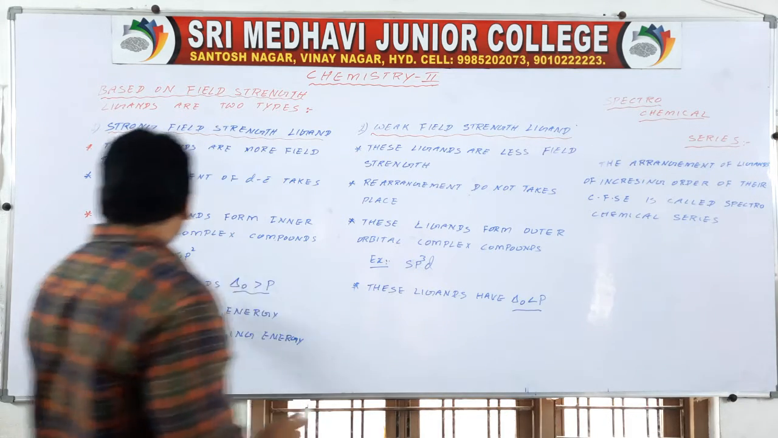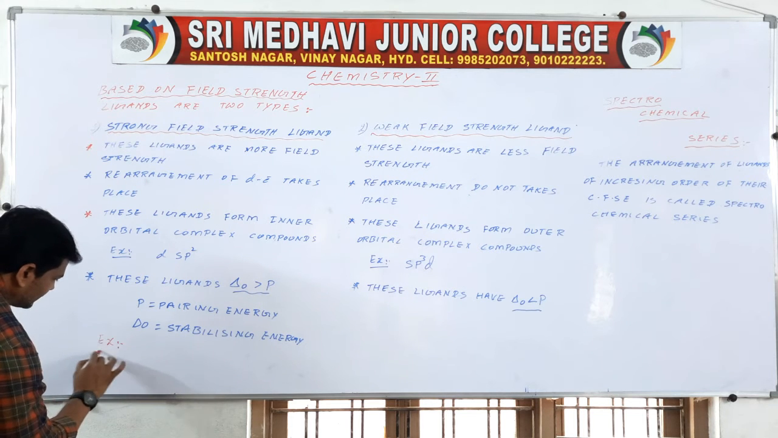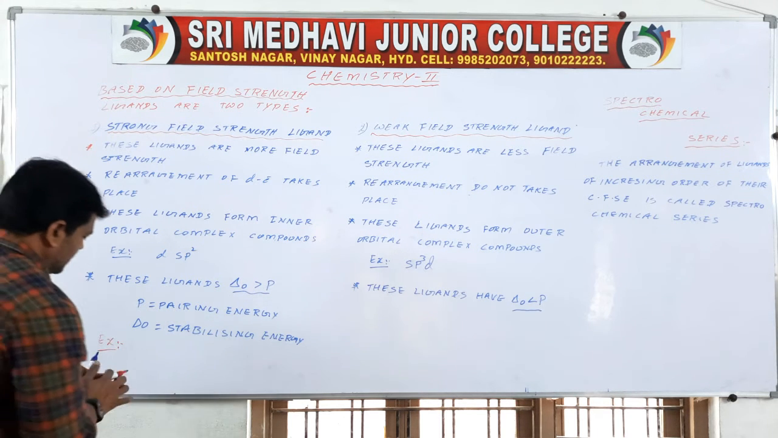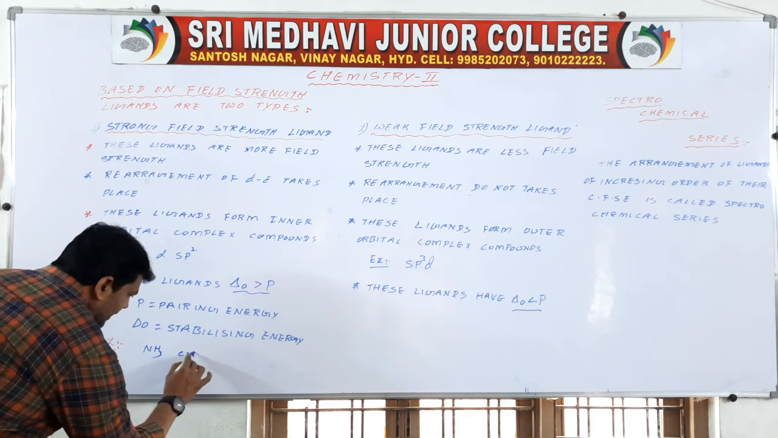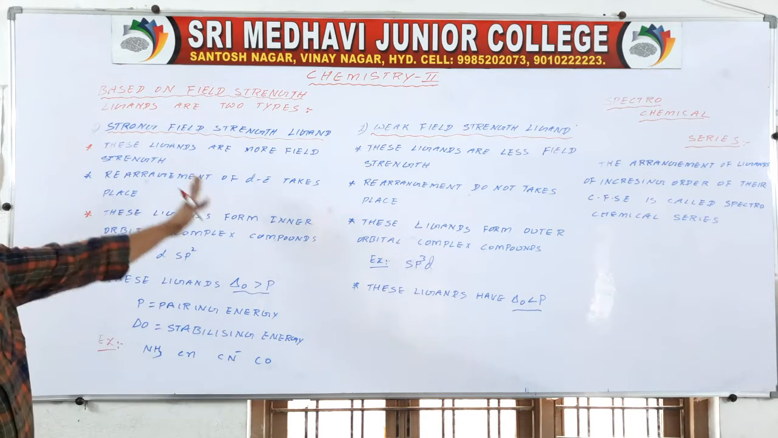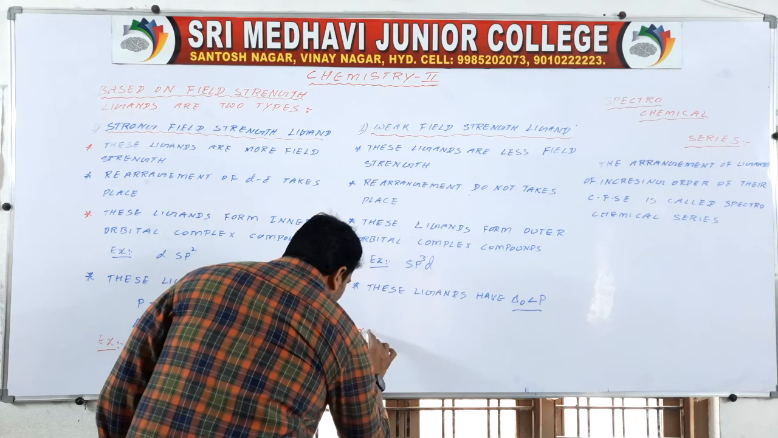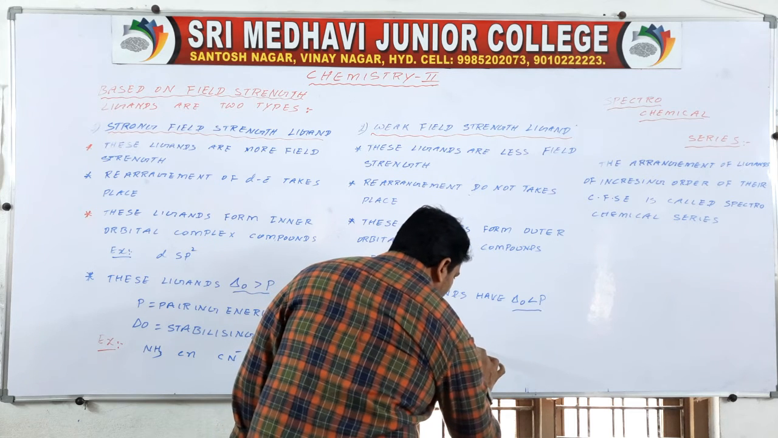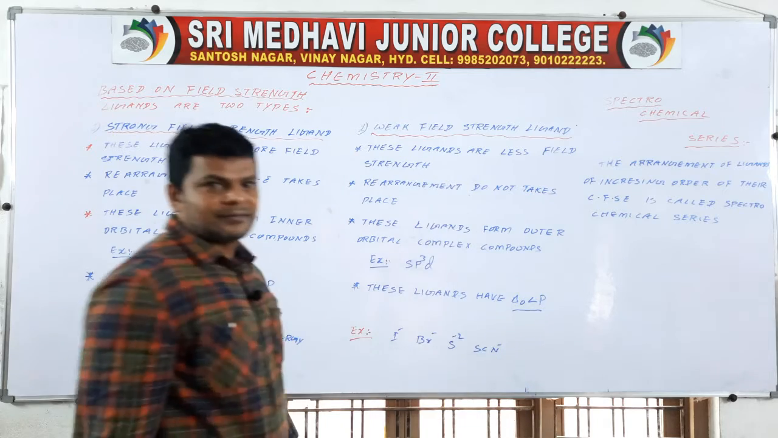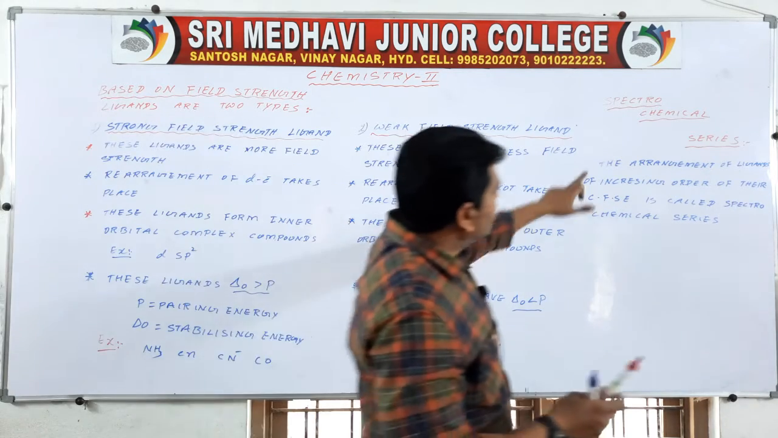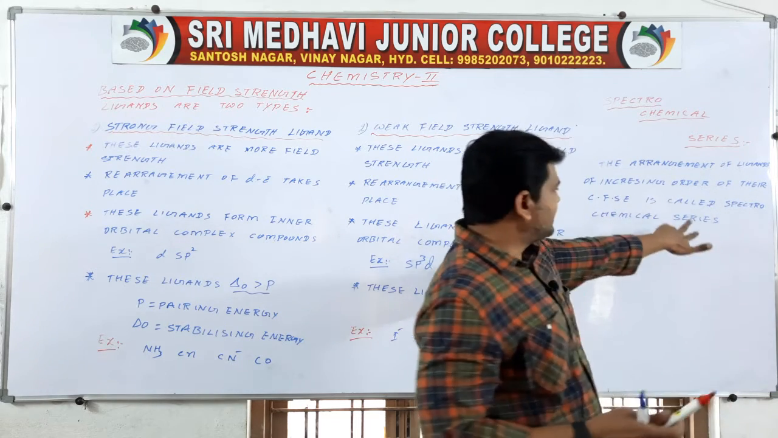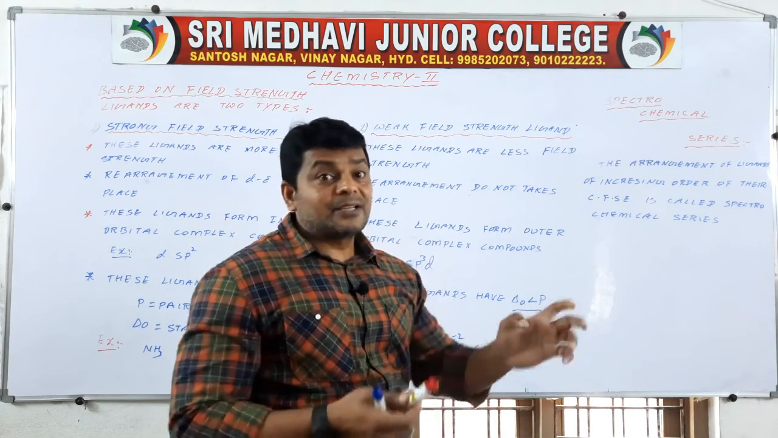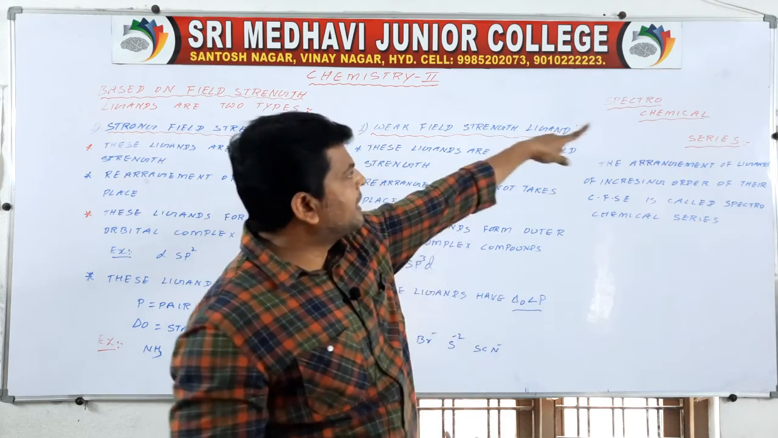Okay, see here, we may say examples for strong field ligands: NH3, en, CN minus, CO, all these are strong field ligands. Examples for weak field ligands: I minus, Br minus, S minus 2, SCN minus, all these are weak field ligands. Now the arrangement of ligands in increasing order of their CFSE is called the spectrochemical series. Based on their crystal field splitting energy you will get a spectrochemical series.